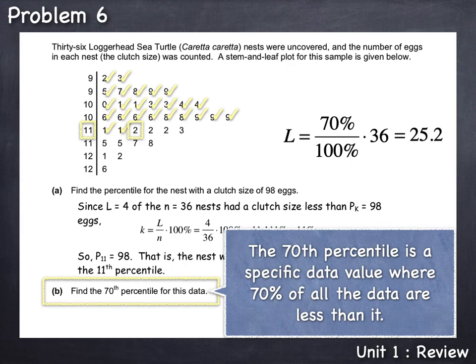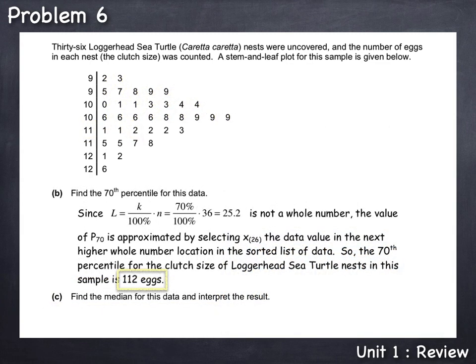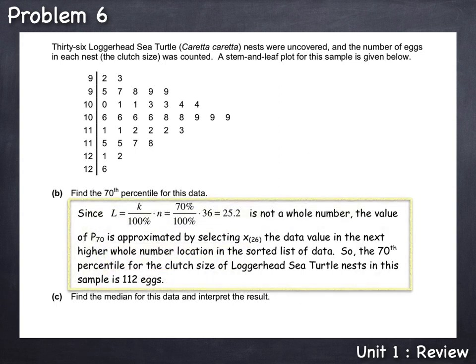So now we have our answer to part B. 112 eggs is the 70th percentile. But be sure to show all your work and show your reasoning and method of solving the problem. So here, all this work and all this reasoning is what was done in order to get this answer of 112 eggs. The 70th percentile for the clutch size of loggerhead sea turtle nests in the sample is 112 eggs.